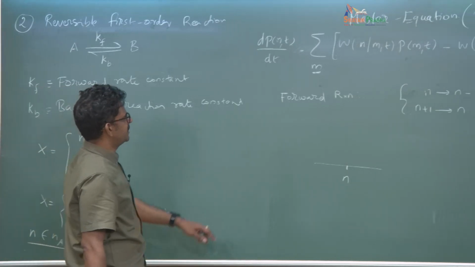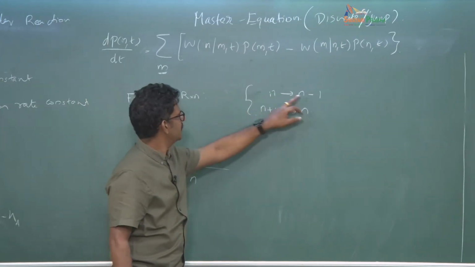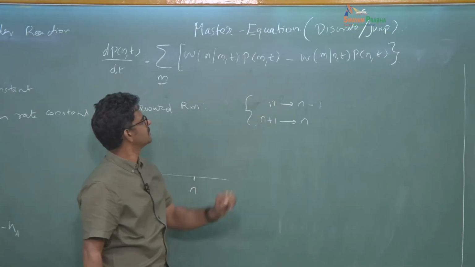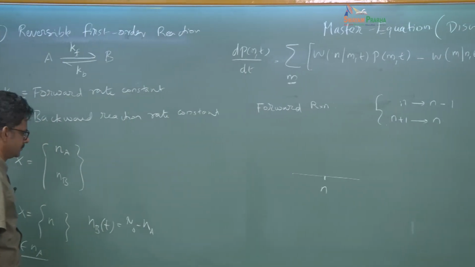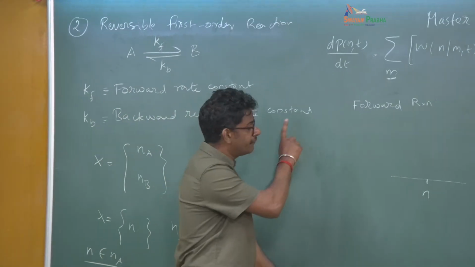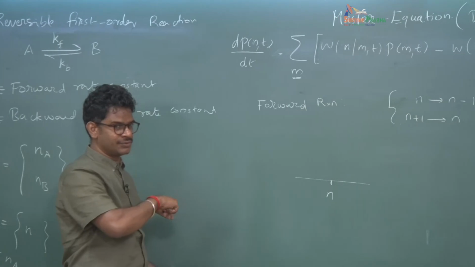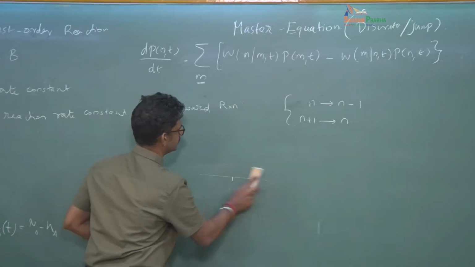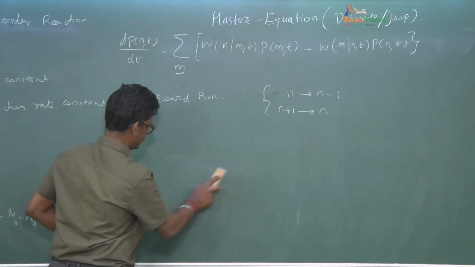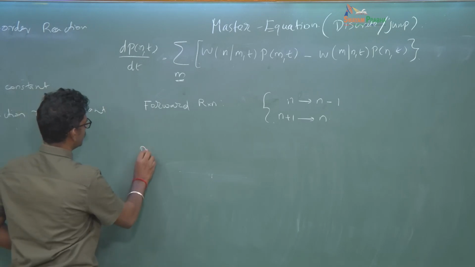So we would like to basically use m is equal to n minus 1 and m is equal to n in these equations. And this is only for forward. Similarly, we have to write for the backward also. So in the backward reaction, what happens?